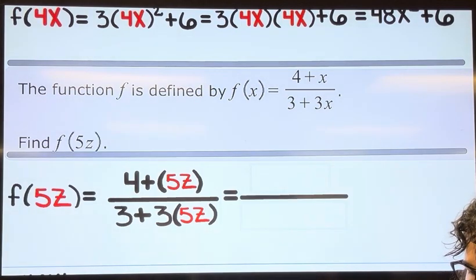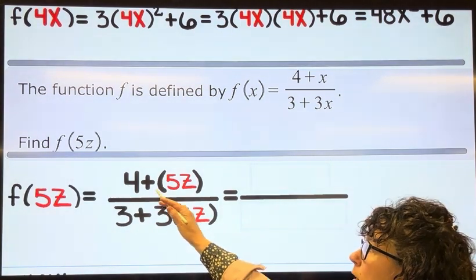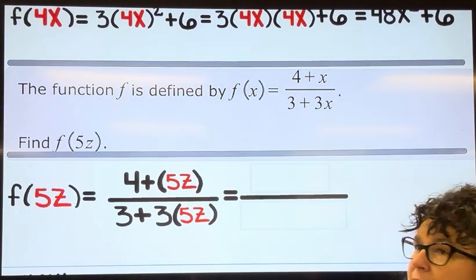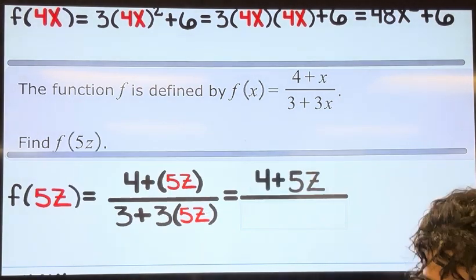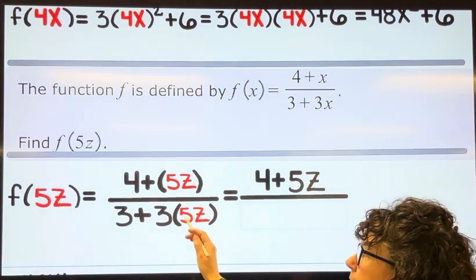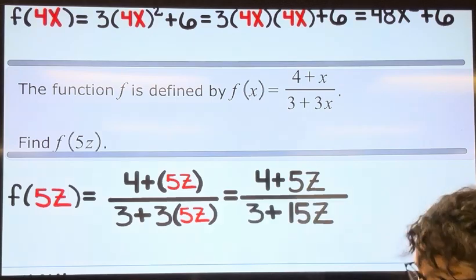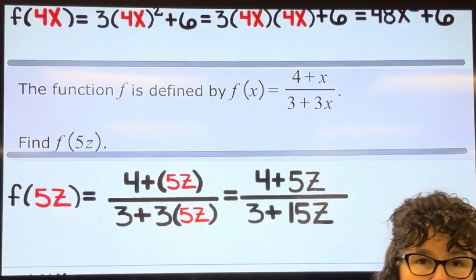Simplifying, 4 plus 5z in parentheses is the same thing as plus 5z not in parentheses. And then 3 times 5 times z is 15z. So I have 3 plus 15z.